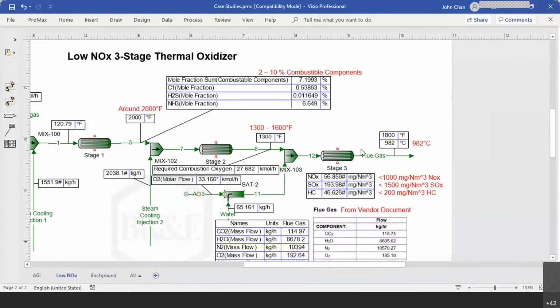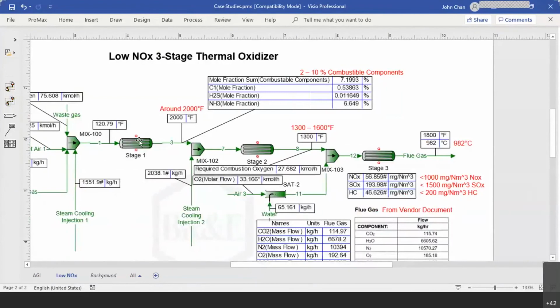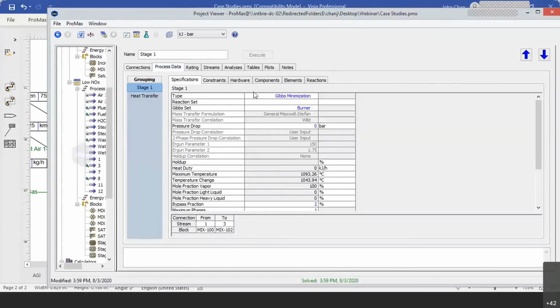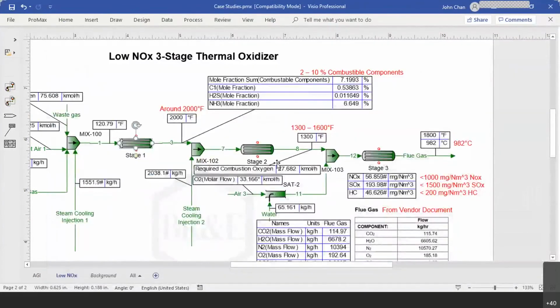Once we have set this up, by the way, all these reactors are set up as Gibbs minimization reactors. If I go to the reactors here, you can see that the type is Gibbs minimization, and I'm using the burner as the Gibbs set. So all of these are using Gibbs minimization reactors.